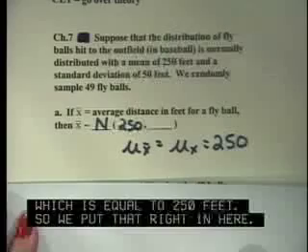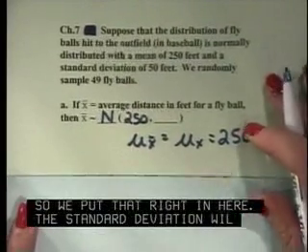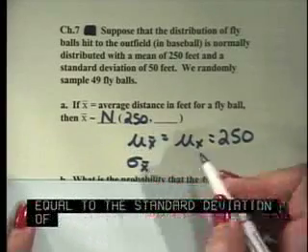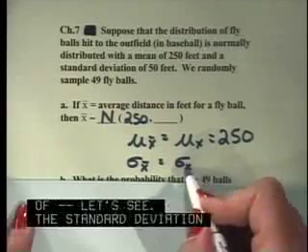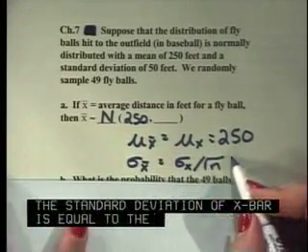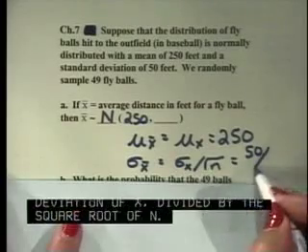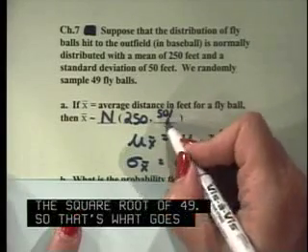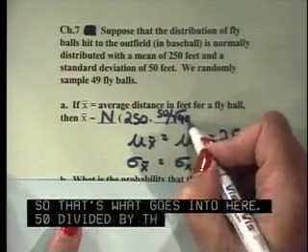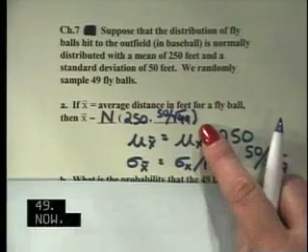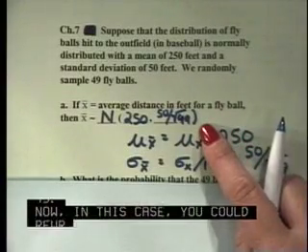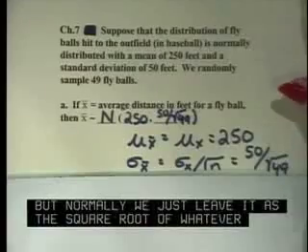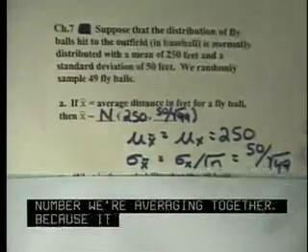The standard deviation of x bar is equal to the standard deviation of x divided by the square root of n. So we will have 50 divided by the square root of 49. And so that's what goes into here, 50 divided by the square root of 49. Now in this case, you could rewrite the square root of 49 as 7, but normally we just leave it as the square root of whatever number we're averaging together, because it won't always come out to be an integer.